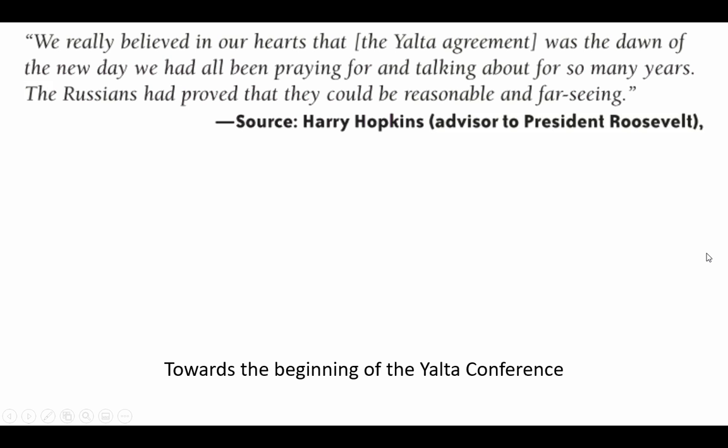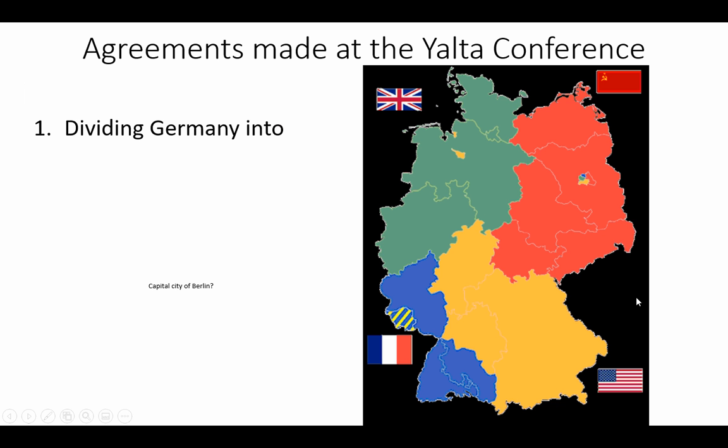And so this was a quote coming from an advisor to President Roosevelt during the Yalta Conference. He said, "We really believed in our hearts that this Yalta Agreement was the dawn of the new day we'd all been praying for and talking about for so many years. And the Russians had proved that they could be reasonable and far-seeing." So it was looking pretty good in the Yalta Conference. They believed that, hey, they might be able to kind of work things out. And so they came up with some agreements.